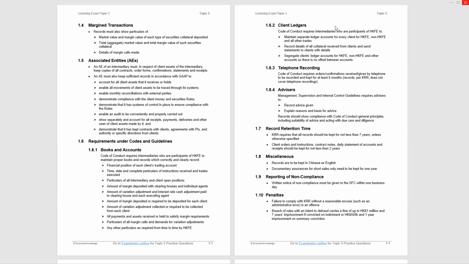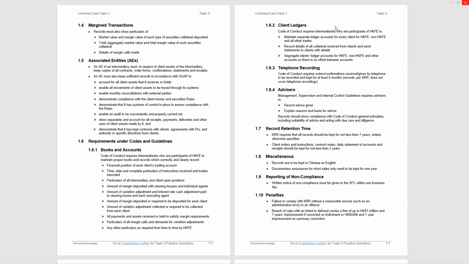You will see margin coming up again and again. Particulars of margin calls and demands for variation adjustments, and any other particulars as required from time to time by the futures exchange. So this is under the code of conduct with regard to the records that have to be kept by a futures exchange participant.